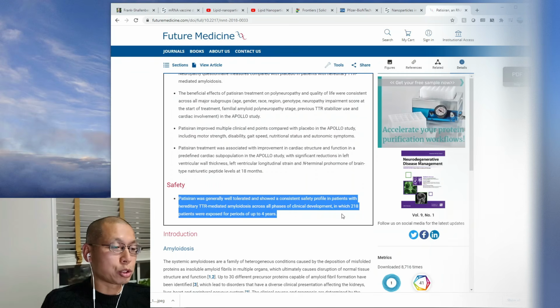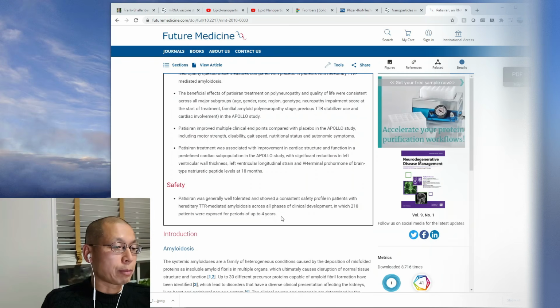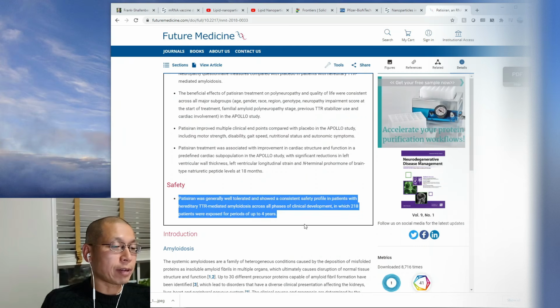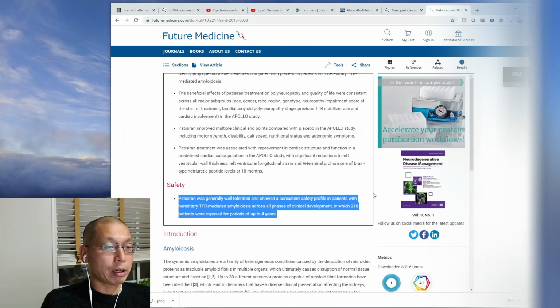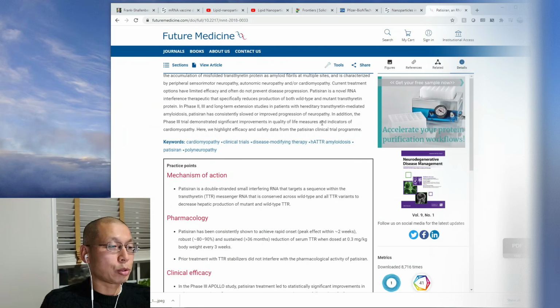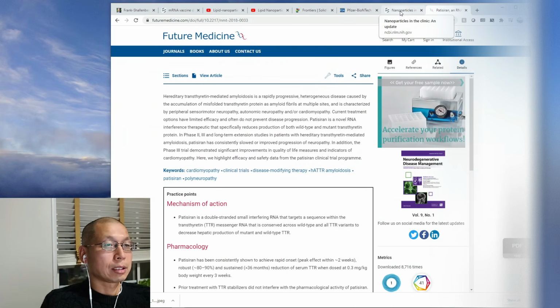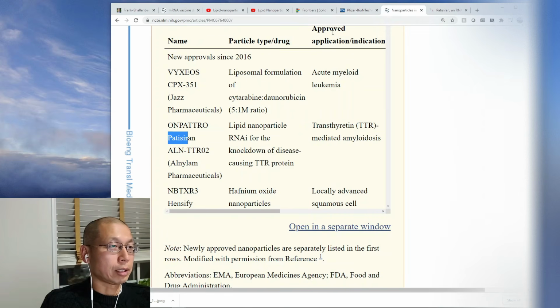Now, this is not a huge number of people, so there may be some extremely rare side effects that are not picked up in a study of this size, but they did follow for 4 years, so that's fairly long-term follow-up. This thing got approval in late 2018, right here.